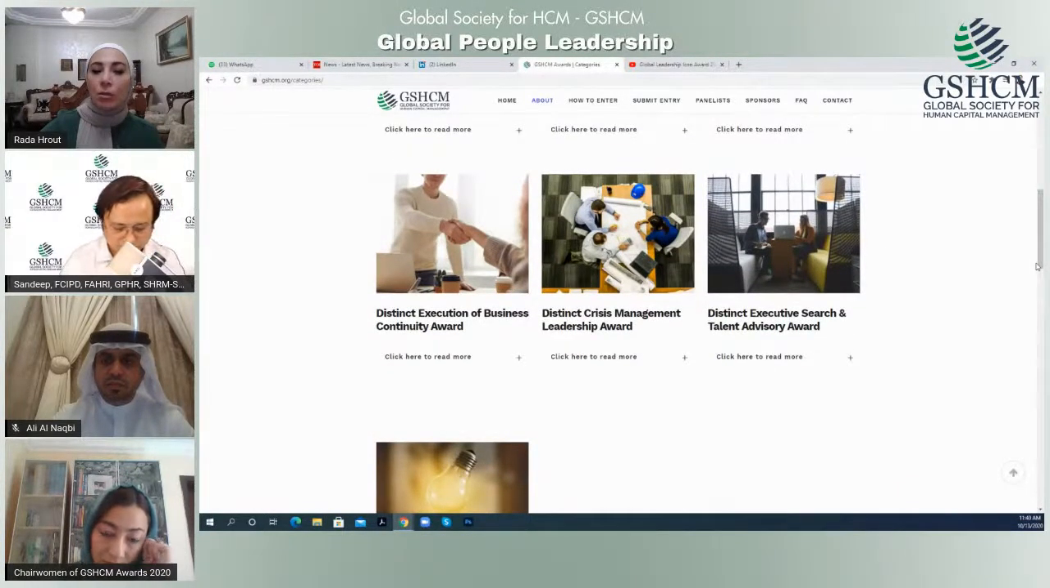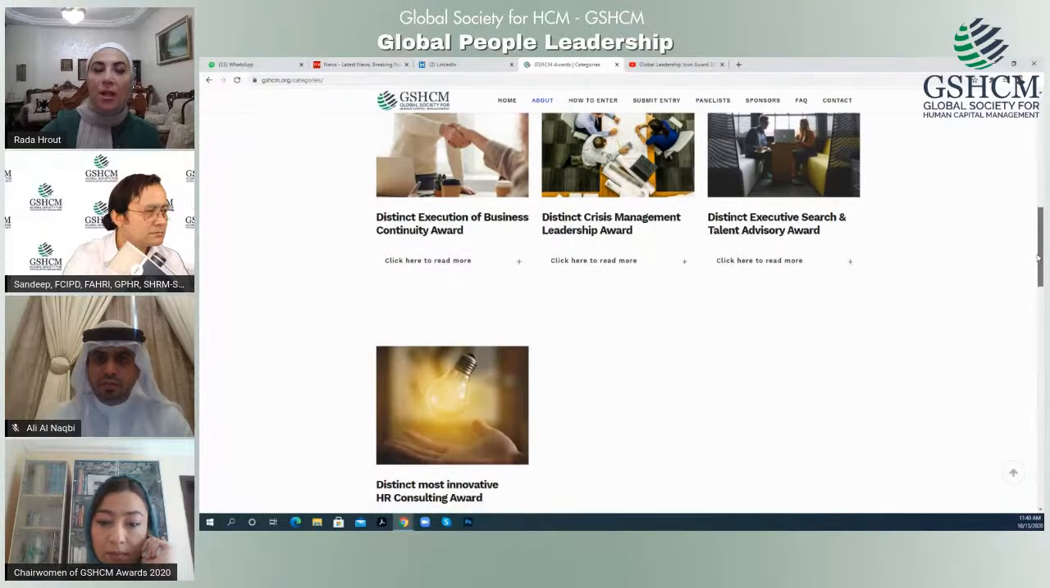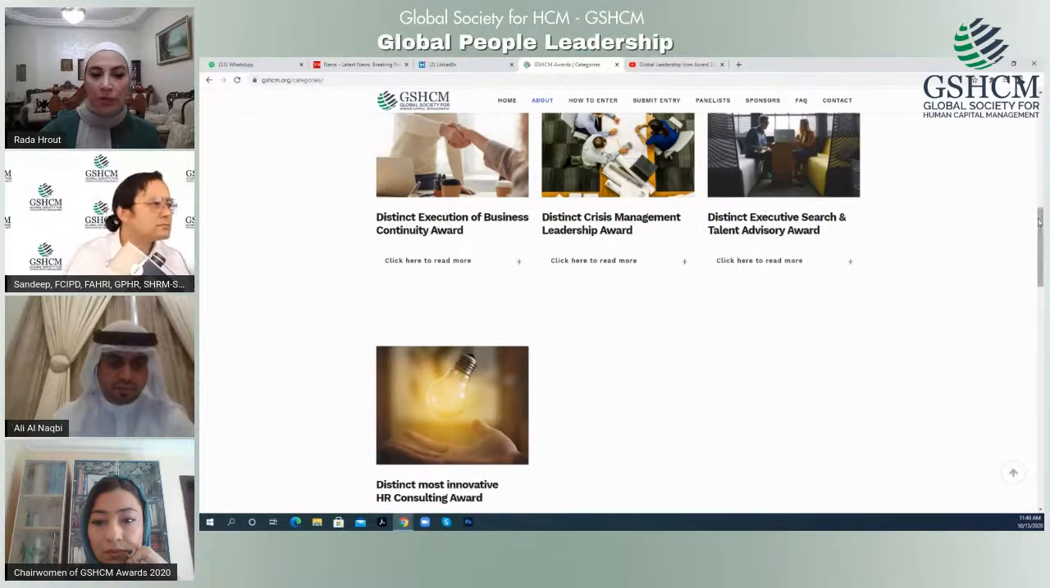And the last two awards are dedicated for HR consultancy and executive search agencies. It's for the Search and Talent Advisory Award and for the HR Consultancy Innovative Award. This is for the organization corporate awards. And I will move the mic to Mr. Ali to speak about the People Leadership Awards.